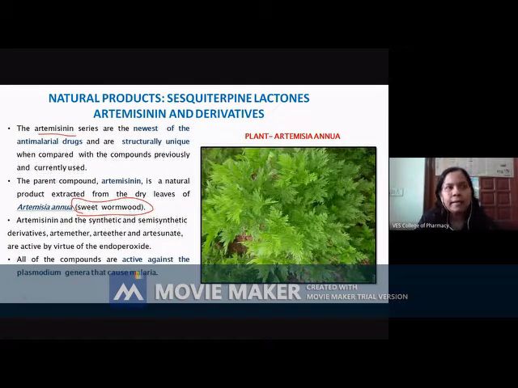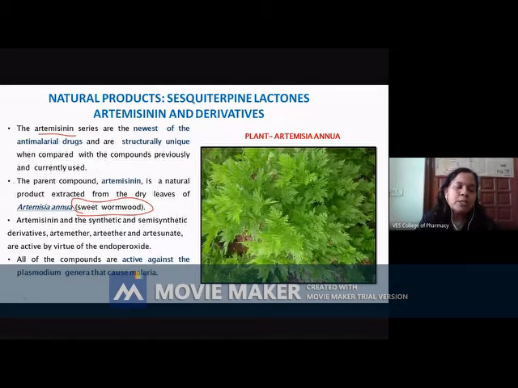Now, this particular class of artemisinin and its derivatives is considered to be a new class, and they are structurally unique compared to whatever compounds we have seen up till now, be it alkaloids, 4-aminoquinolines, 8-aminoquinolines, or even quinoline methanol like mefloquine, as well as the 9-aminoacridine. So the structure is completely different for artemisinin as well as its derivatives, which are used as antimalarials.